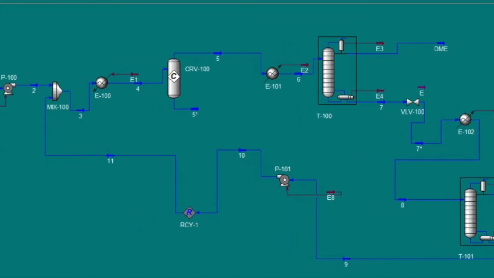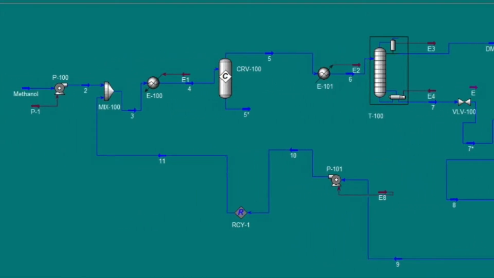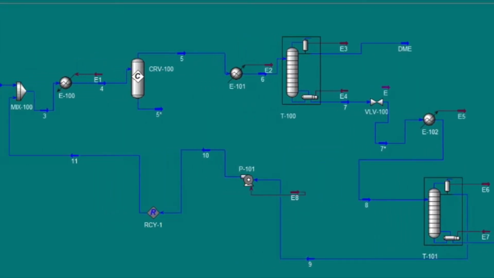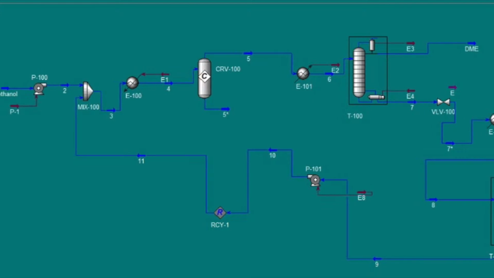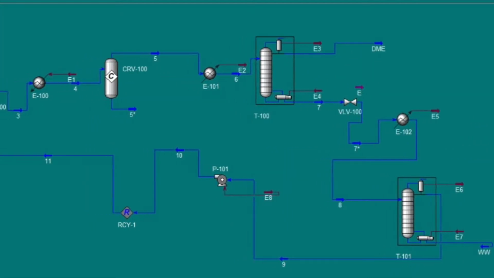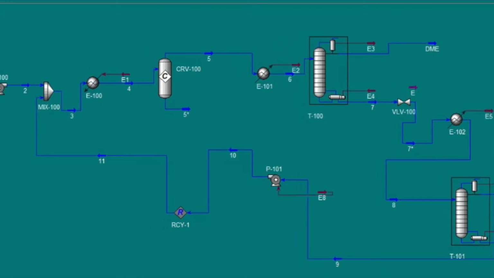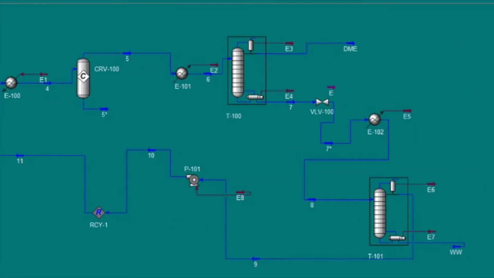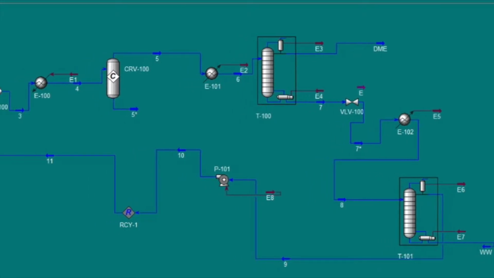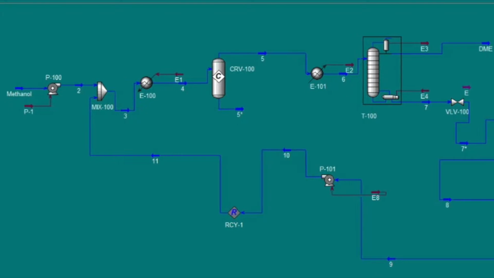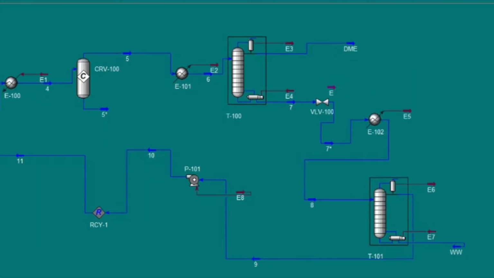The fourth one is conversion reactor. A conversion reactor is used to convert the water and methanol into dimethyl ether by operation on a stoichiometric basis. The fifth one is distillation column. The function of a distillation column is to separate a mixture of 2 components into its components by heating to a specified temperature, where one will evaporate and then condense. There are 2 distillation columns in this process.